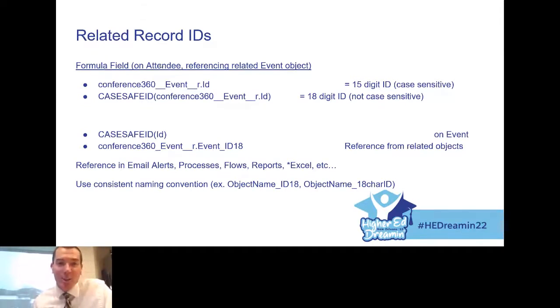Excel is hard enough with dates and scientific notation and changing some of your stuff. We were running into that yesterday. So don't make it any harder. Always use that 18 digit so you're not running into any of the case sensitive issues. So, 18-digit case safe ID.